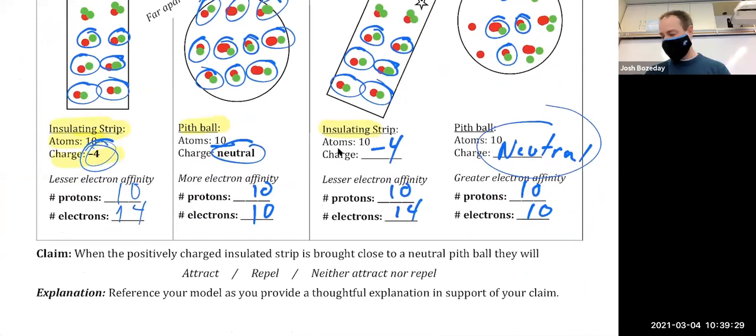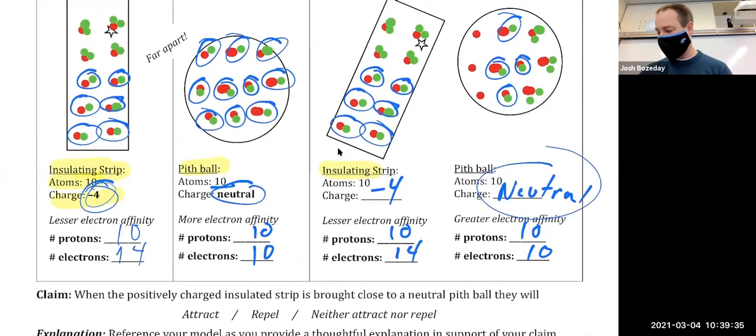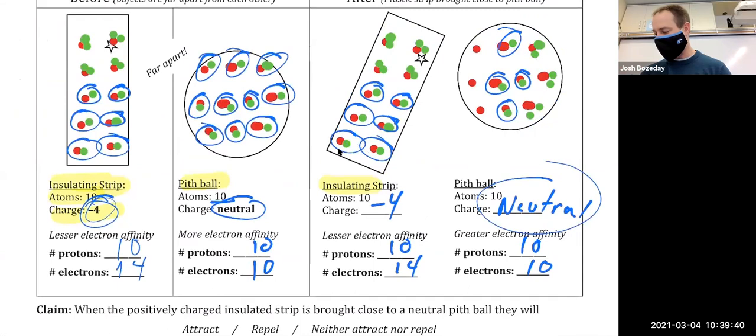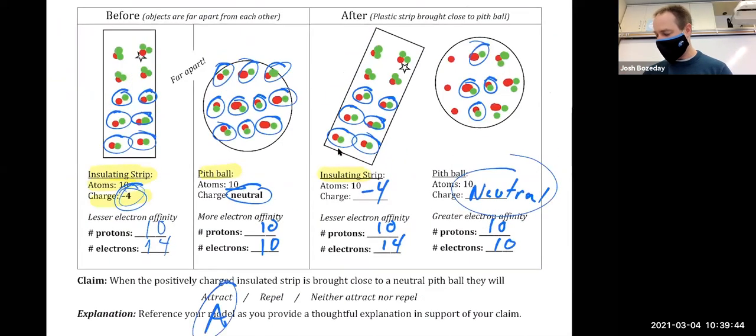Now, let's do this. In the chat, send me a direct message if you think, now that you see how these are going to look when they're brought close but not touching, do you think they're going to A, attract, B, repel, or C, neither attract nor repel? So direct message in the chat, give me an A, B, or a C. Let me know what you think is going to happen to those two. Are they going to attract, repel, or neither?